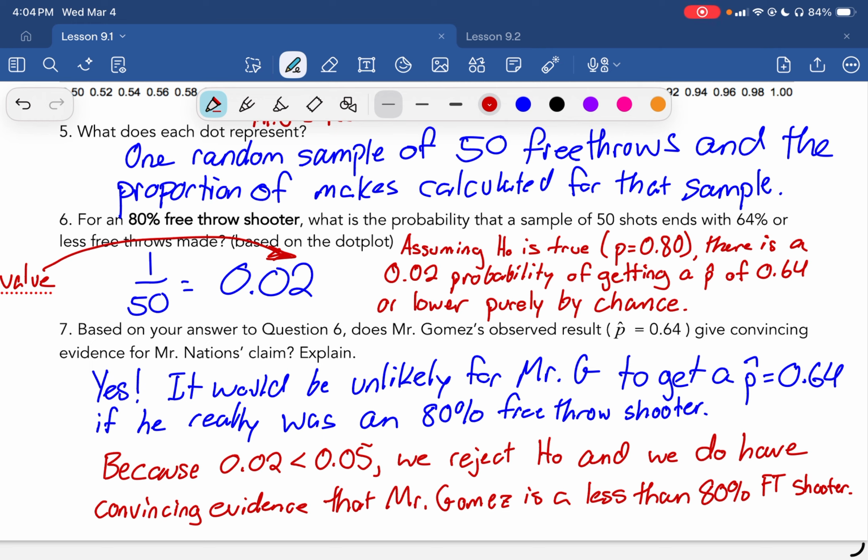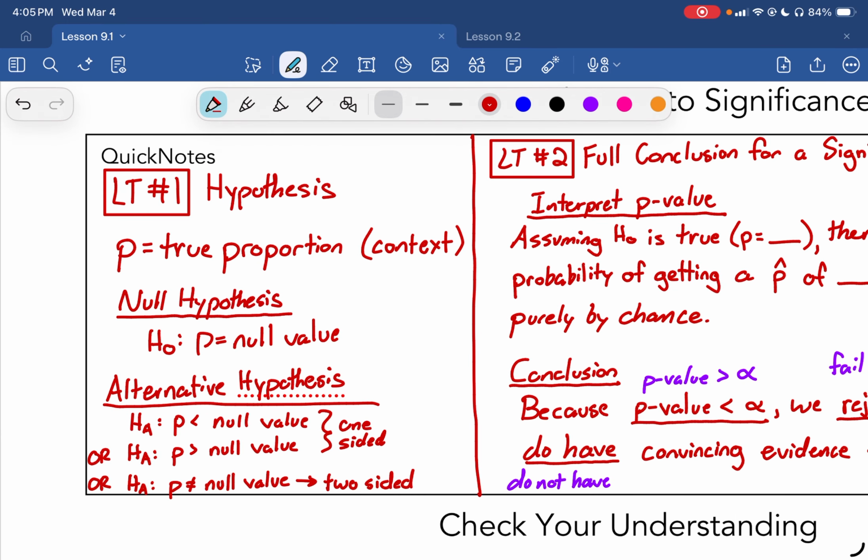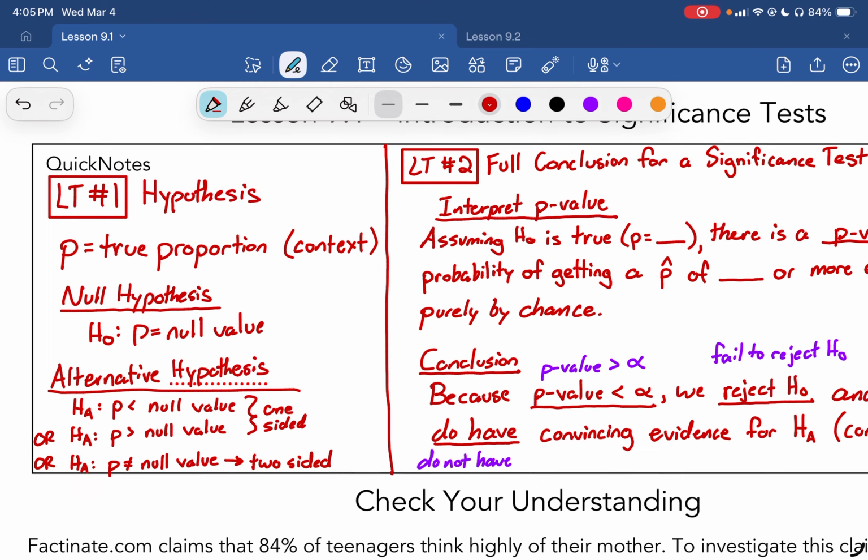The 0.02, this p-value, is what allows us to make decisions on two things: whether we reject or fail to reject the null hypothesis, and if we do or do not have convincing evidence of the alternative hypothesis. Now, we're going to formalize all of this into those quick notes. And there's a lot. I'm going to start here. I know you can see all of them. I'll just leave them all there.